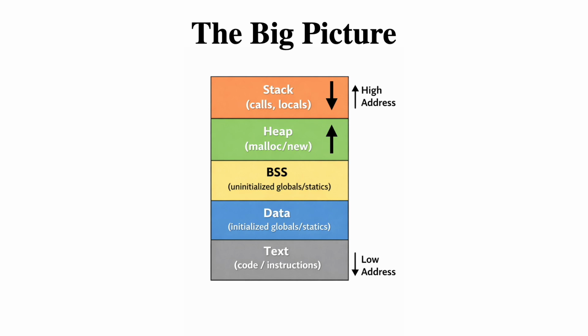Let's see the big picture. Please have a look at the diagram on the slide. Every process gets this layout. Code at bottom, stack at top. Heap grows upward, stack grows downward. If they collide, game is over.